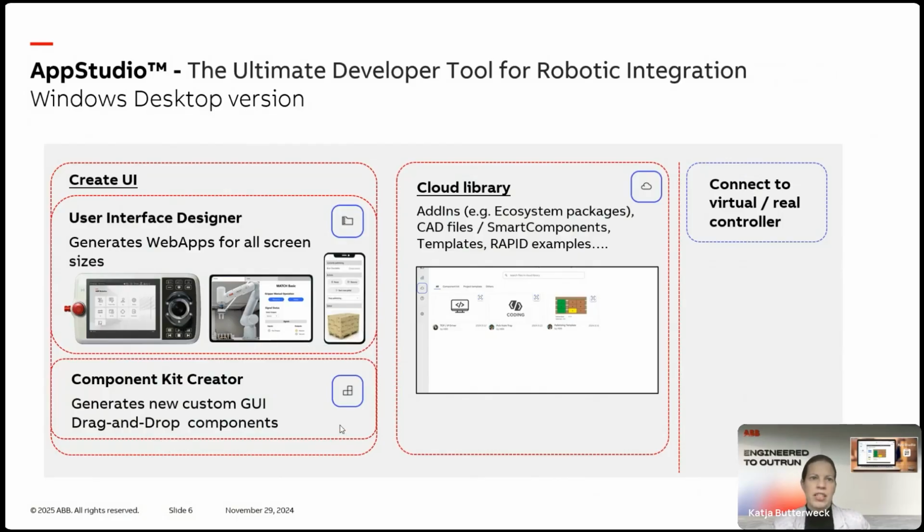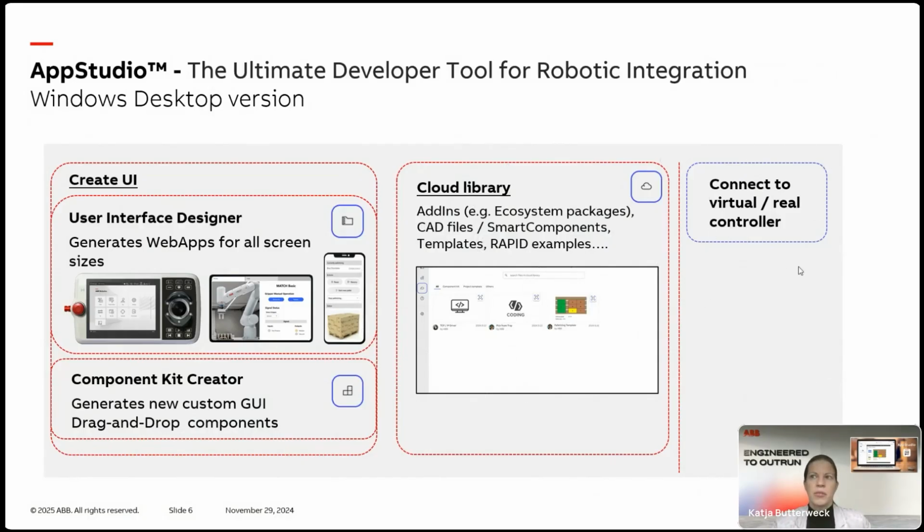Then we have a small area inside. It's a component kit creator. I will show the details later on. And we have a bigger part, a cloud library. So here the ambition is to really share good examples, share templates, so you don't need to start from scratch, but actually you can start from a good example, from a template. And that is not limited just to user interfaces, but instead it's really open for all kinds of files. It can be CAD files, can be RAPID examples, can be configuration files, can be wizard logs. So all of them will be available or are already available in the cloud library.